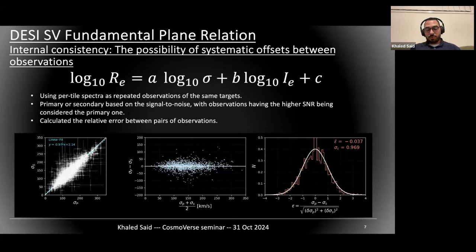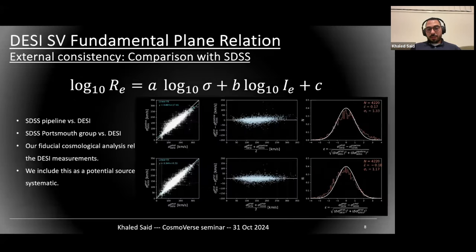And you can see it agrees very well. And with that, we said, okay, our sample doesn't have any internal systematics. We can move on to the next check. And the next check was actually external consistency.